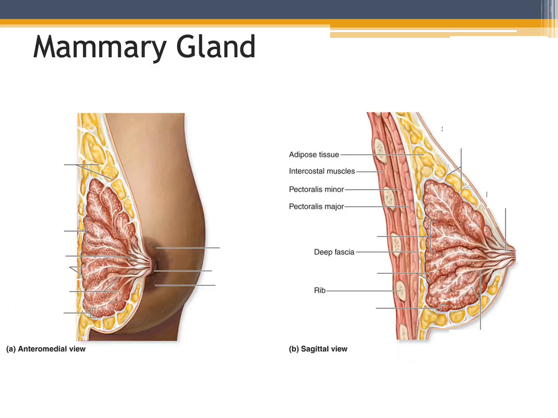So the last of the anatomical structures to look at are more for post-natal care of the infant, and that will be the mammary gland. The mammary gland sits anteriorly and superficially to the pectoral muscles, pectoralis major, pectoralis minor, as well as the intercostals and underlying costal bones.